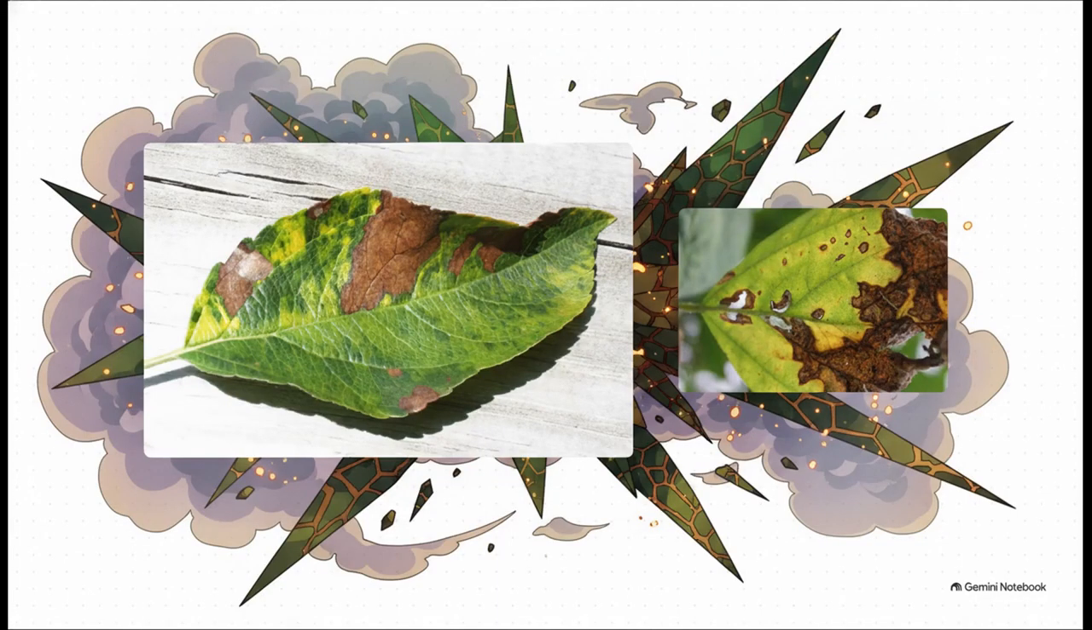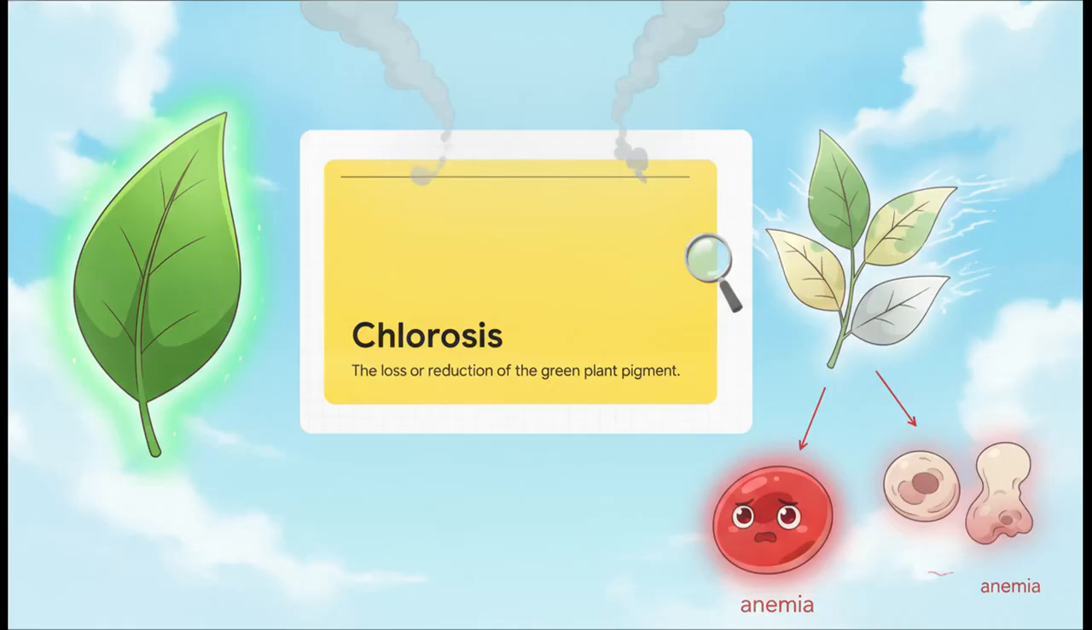Notice the distinct necrotic patterns that appear. You'll see these stark, brown, crispy patches, which represent the exact areas where the cells have completely died and collapsed. The functional tissue in these spots has been entirely destroyed, rendering that specific portion of the leaf completely useless for photosynthesis. A second major symptom we look for is chlorosis.